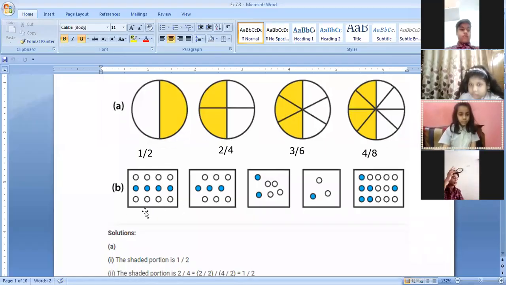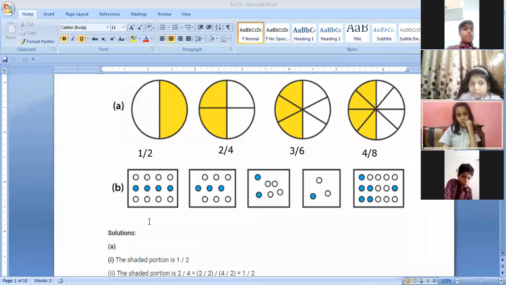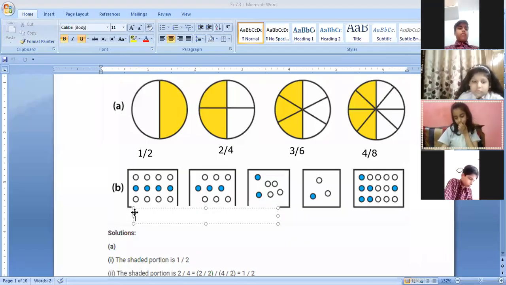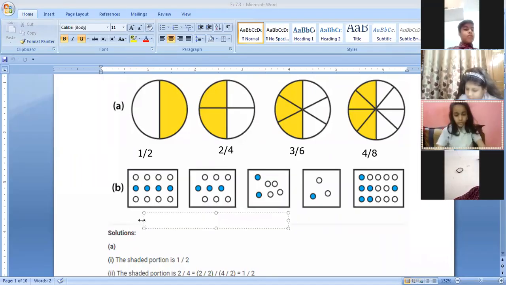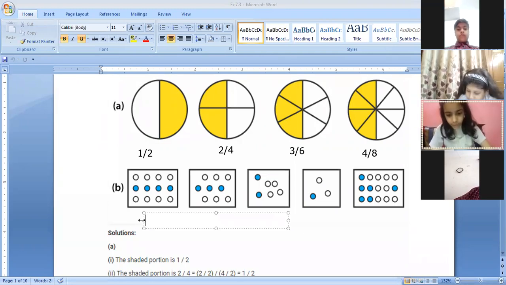So in the B part, how many total circles are there? 12. So how many are shaded? Yes, 4 by 12, Tanishq, right? Yes, you are right. So write 4 by 12 here. Four upon 12.